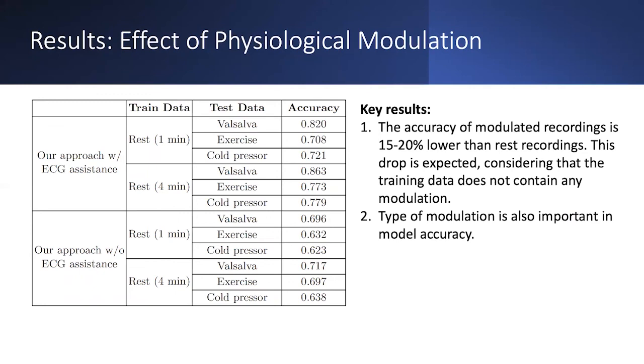Basically, we used the rest recordings taken after each physiological modulation. And we again performed our experiments both on the ECG-assisted and non-assisted versions. Overall, we observed that the accuracy of modulated recordings is 15 to 20% lower than rest recordings. This drop was actually expected, considering that the training data did not contain any modulation. And also, we observed that the type of modulation was important in model accuracy.